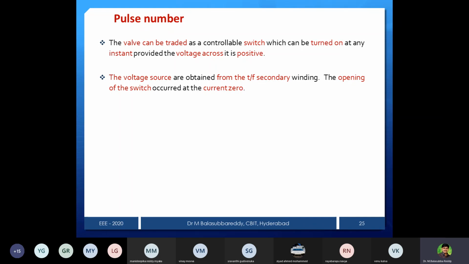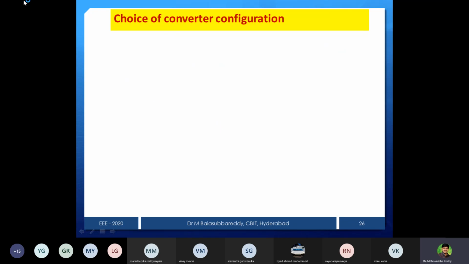So that means the primary winding and secondary winding are there, and the secondary winding is connected to the load side and valve side. There is a supply, then the transformer, and the transformer secondary winding is connected to the valve. So that is the case of the valve. Once the valve is open, what will happen? The voltage across it will belong to the source, and the current will be 0. Correct, once it is open, automatically the current is going to be 0. And that is all about the pulse number.